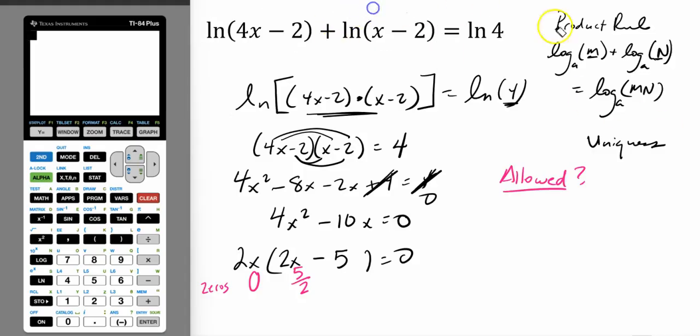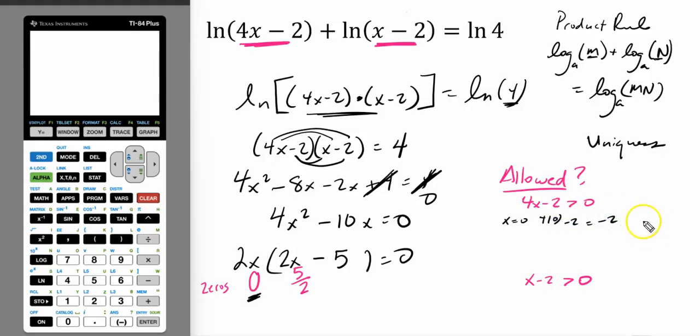In the original equation, the arguments must be positive. So 4x minus 2 has to be positive, and x minus 2 has to be positive. Now, if x is equal to 0, this becomes 4 times 0 minus 2, which is negative 2, which is not positive. So 0 is an extraneous solution, and it's not a solution of the original equation. We must reject it.